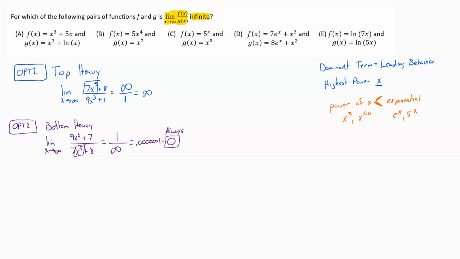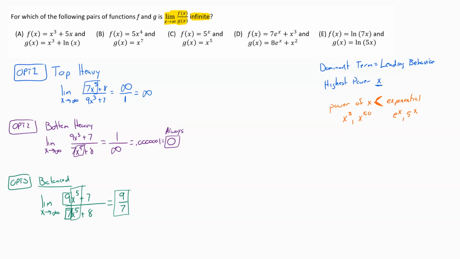And then our third option here is what I would call balanced. In a balanced situation, we've got equal dominant terms on top and bottom. So maybe we've got 9x to the fifth plus 7 over 7x to the fifth plus 8. Here we have equal dominant terms, and so they are growing at the same pace. The only difference is the one on top always gets multiplied by a 9, and the one on bottom is always getting multiplied by a 7. So they're growing at the same rate, but they're getting multiplied by different values.